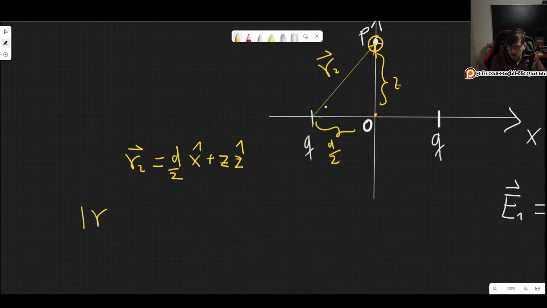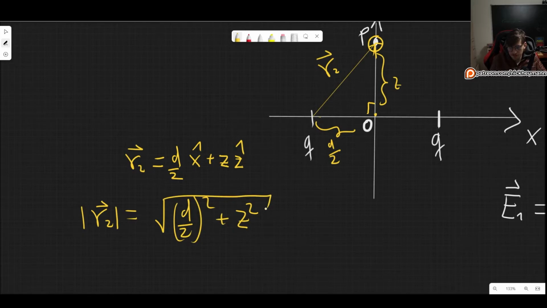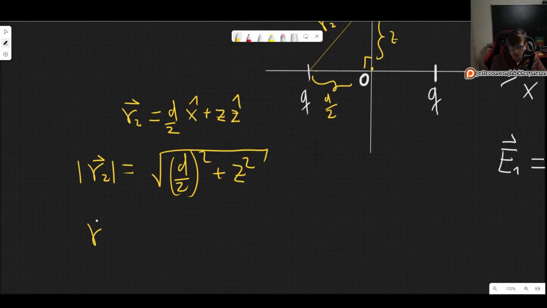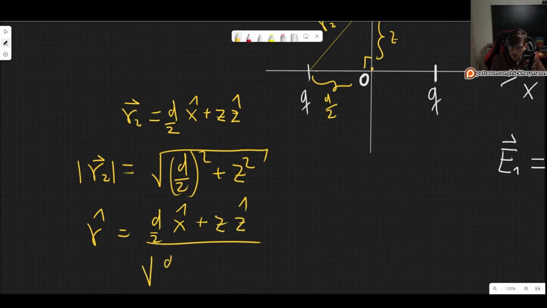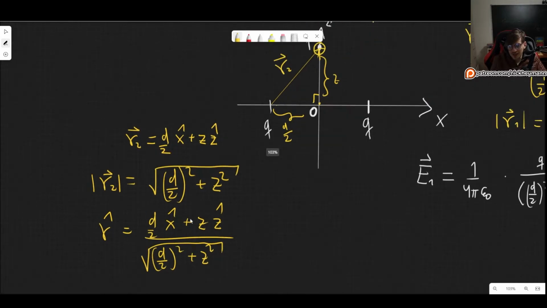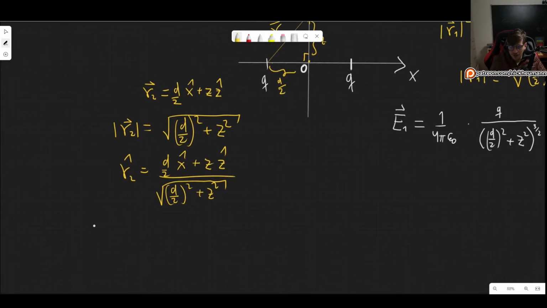All right? And from here, we can find everything else, right? You can find its modulus. We can use the Pythagoras theorem here, just as before. So r2, I will go a little bit faster here. r2 is going to be the square root of d over 2 squared plus z squared. And the r unit vector is going to be this thing divided by this thing. So d over 2 x hat plus z hat, divided by the square root of d over 2 squared plus z squared.